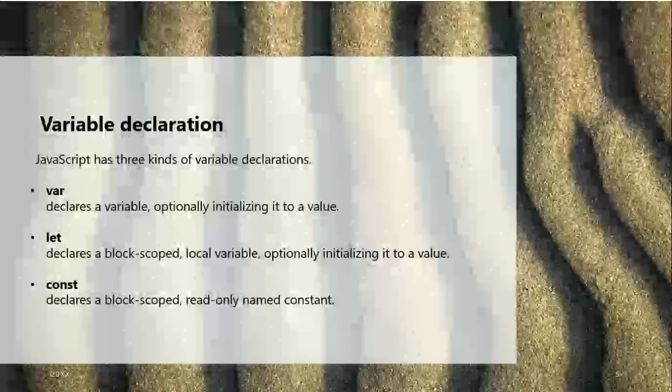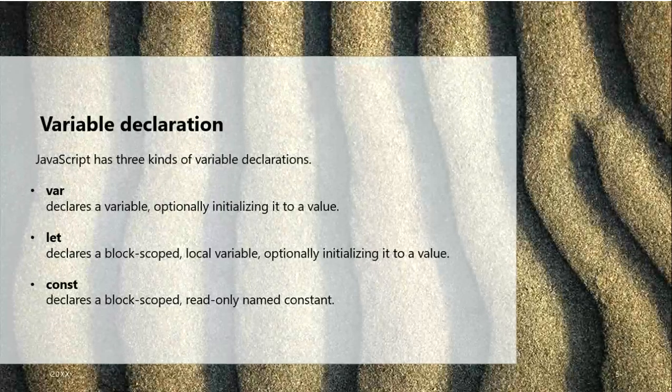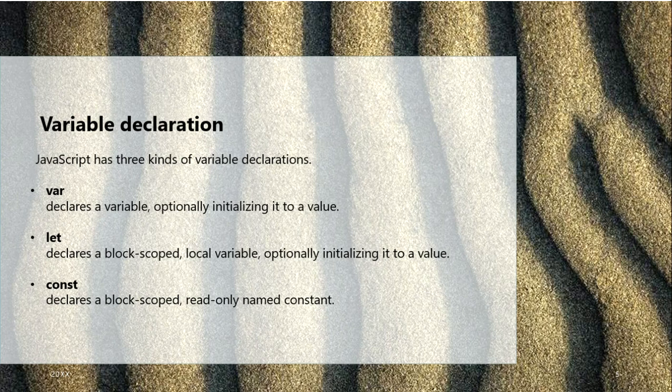Now talking about variable declaration. So there are three kinds of variable declarations in JavaScript. First is using the var keyword. The var keyword declares a variable, optionally initializing it to a value. So you don't need to define a data type like we do in some programming languages. Like in C and C++, we have to define the data type like int or float. But in JavaScript, you don't need to. You just write the var keyword and the name of the variable, and then you optionally initialize it to a value.